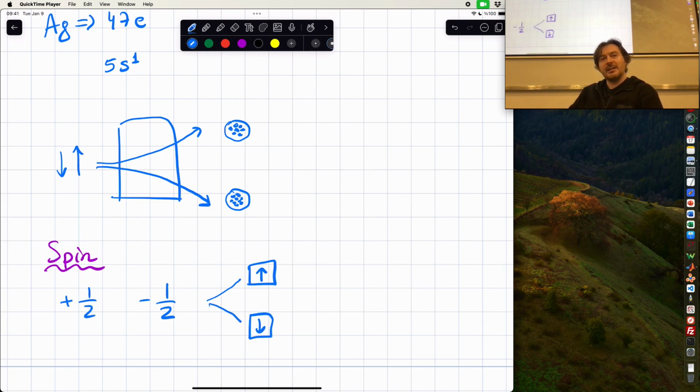Because just like angular momentum, the electron spin results in a magnetic moment. Okay? Because of that magnetic moment, they interact with a non-uniform magnetic field. So a non-uniform magnetic field would shift up spins up, down spins down. So far, it's quite weird, right?